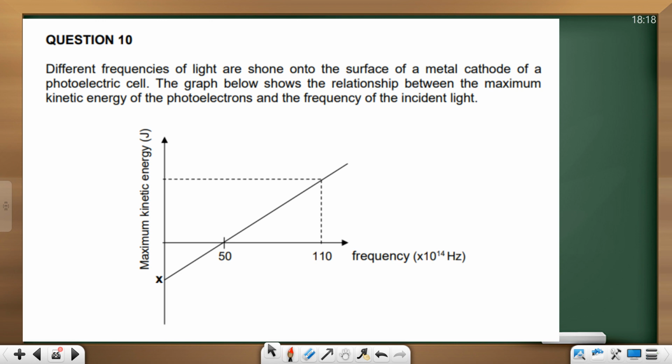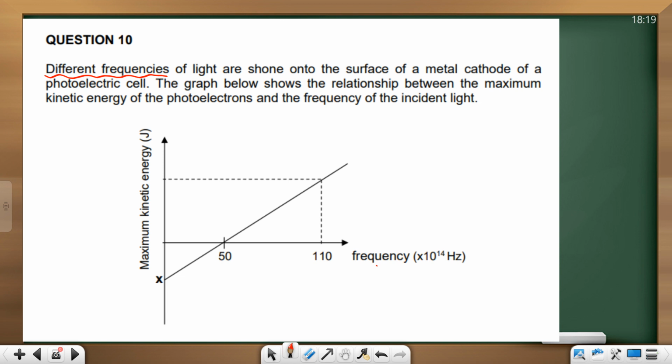All right, different frequencies. Please read this very well. Different what? Frequencies. I'll tell you why. Examiners are going to ask you for the independent variable. Whatever you are changing is your independent variable. So we see that different frequencies, you see it on the X.